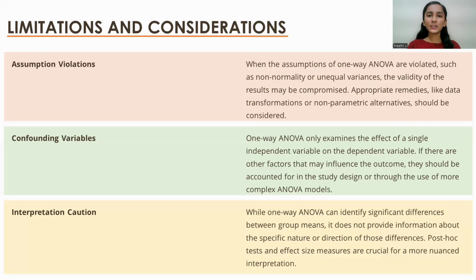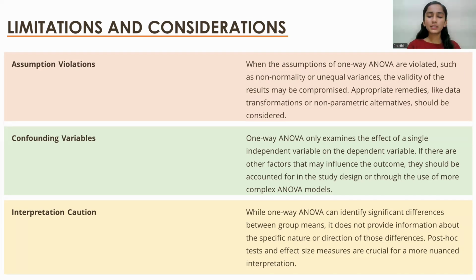Now let's see the limitations and considerations. The first one is assumption violations. When the assumptions of one-way ANOVA are violated, such as non-normality or unequal variances, the validity of the results may be compromised. Appropriate remedies like data transformations or non-parametric alternatives should be considered.